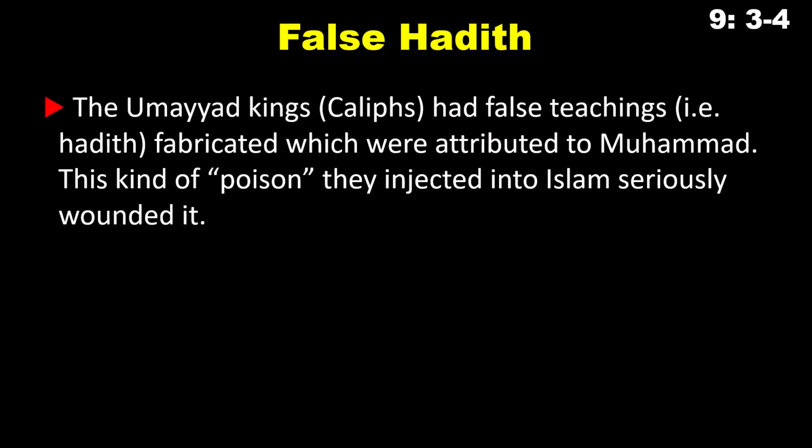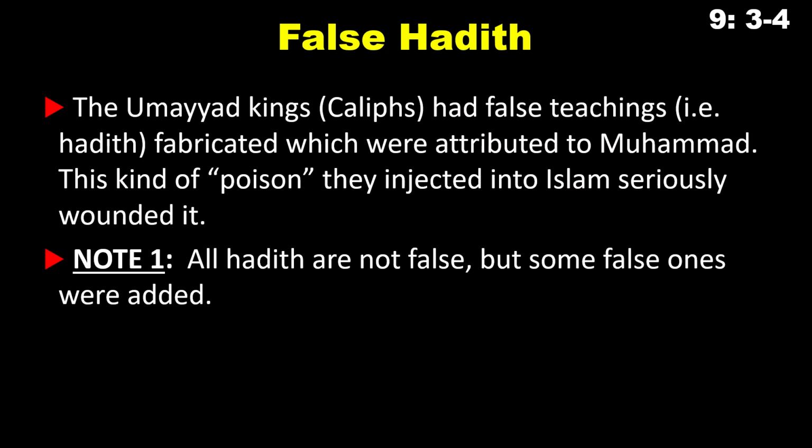Hadith are sayings of the Prophet Muhammad that were recorded by other people who claim to have heard Muhammad speak about various topics. They were not from Muhammad himself. They are hearsay, so to speak. Many hadith are treated almost akin to the authority of the text of the Quran by some Muslims. The Umayyad kings, the caliphs, had some false teachings, meaning some false hadith, fabricated, which were attributed to Muhammad. This kind of poison that they injected into Islam seriously wounded it. All hadith are not false, but some false ones were added.